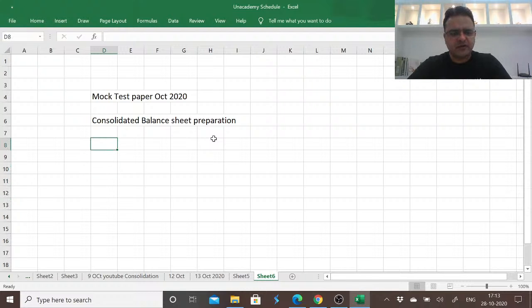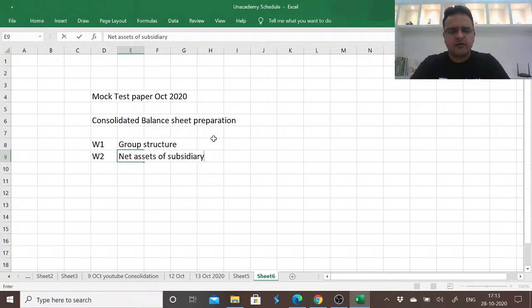So I shared with you the 5 steps previously, that is group structure, working note number 2, net assets of subsidiary, on date of acquisition, date of balance sheet. Working note number 3 is calculation of goodwill. Working note number 4, non-controlling interest valuation. And working note number 5, group retained earnings.